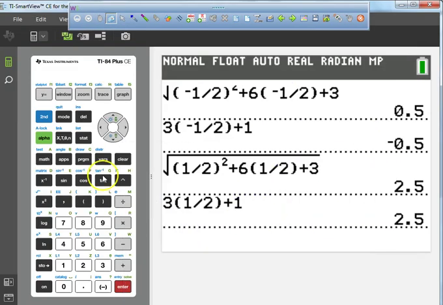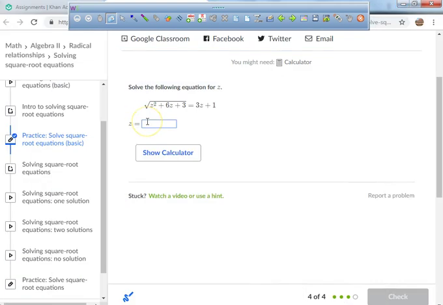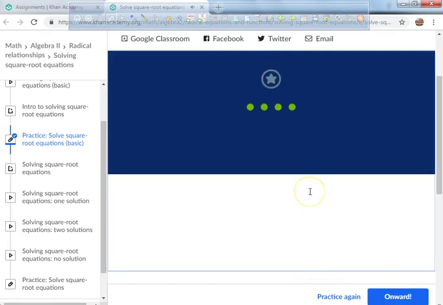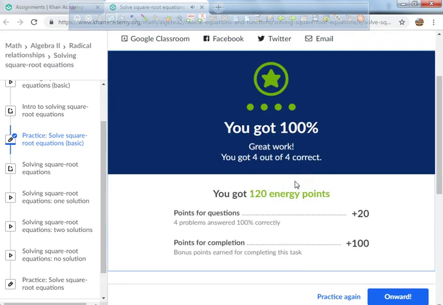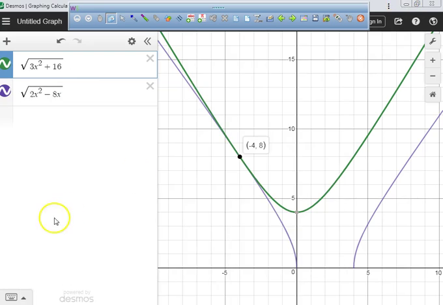Okay? So what am I going to type in? Let's go back here. There we go. We're going to type in 1 divided by 2. Cross our fingers and toes and... well... and we got 100%. Okay? So that's what you guys are going to be doing today. All right? So why don't you guys go ahead and try to do these on your own. Okay?